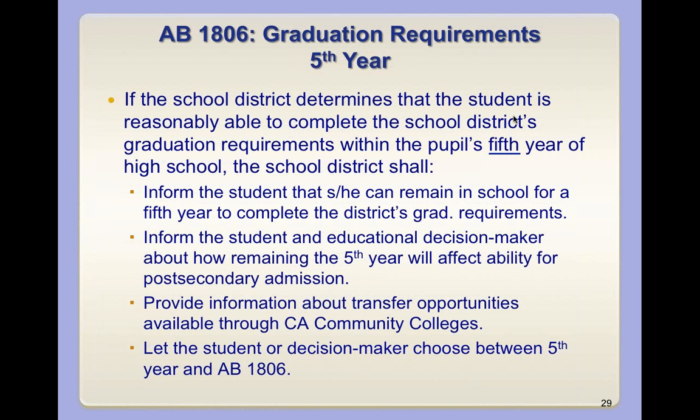So it requires informing the student about the option, letting them know how that fifth year might affect their ability to get into college. The AB 1806 diploma, of course, is a little bit different from a regular school district diploma. So you could have a conversation about how that might affect post-secondary admission. You can provide some information about transferring into community college. And then, as I said, it's basically going to be that student or decision maker deciding whether to do the fifth year option or whether to stay or whether to do the AB 1806 option.